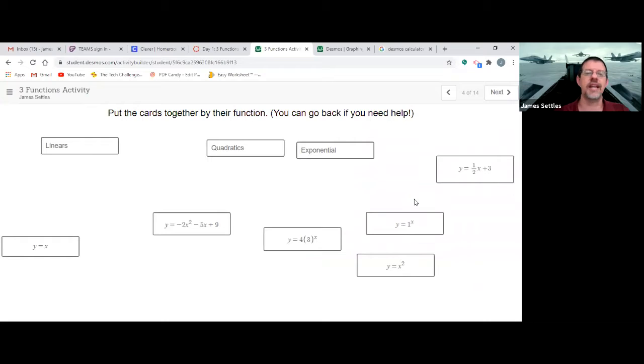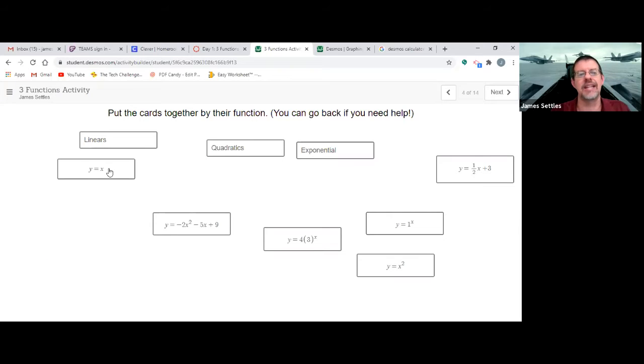Okay, so then you get this activity. In this activity, you're going to take these boxes, and they could be anywhere, and take them up high. You're going to take the boxes that have the words. So this is linears, and we are looking for something that is a linear. Remember, a linear has no exponents. It just has that basic x. So right here, we just have y equals x, no exponents. That is a linear. So you're going to come up and put it right on top of the card, and it'll join them together.